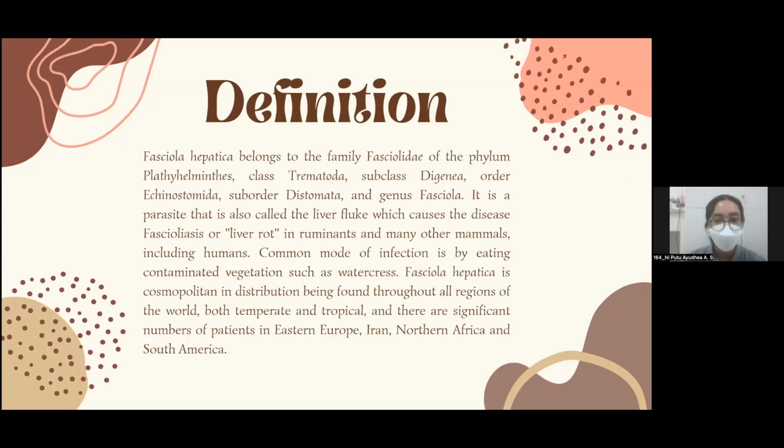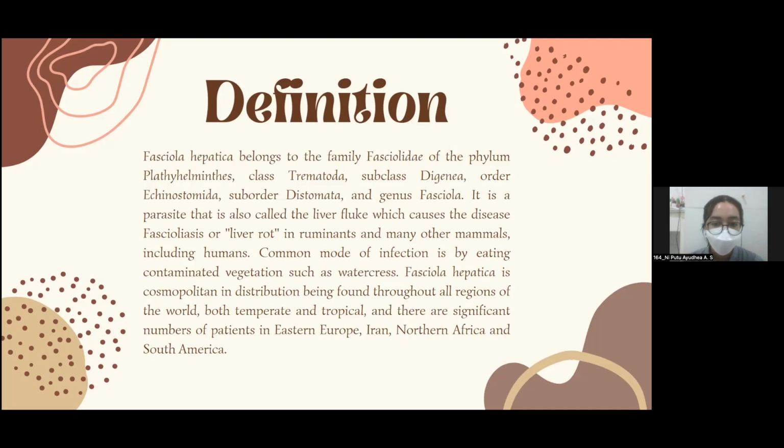Hello, my name is Putu Ayudhea A. I will explain about the definitions of Fasciola hepatica. Fasciola hepatica belongs to the family Fasciolidae of the phylum Platyhelminthes, class Trematoda, subclass Digenea, order Echinostomida, suborder Distomata, and genus Fasciola. It is a parasite also called the liver fluke, which causes the disease fasciolysis or liver rot in ruminants and many other mammals, including humans.